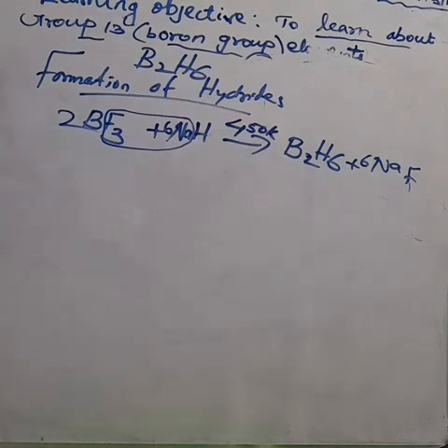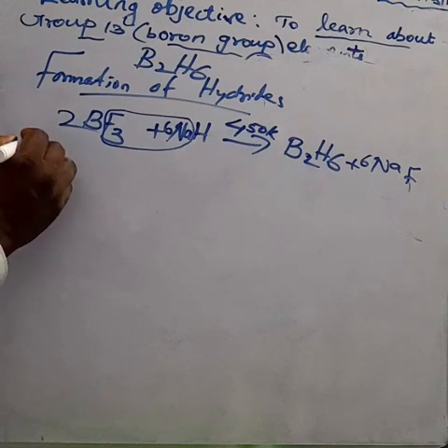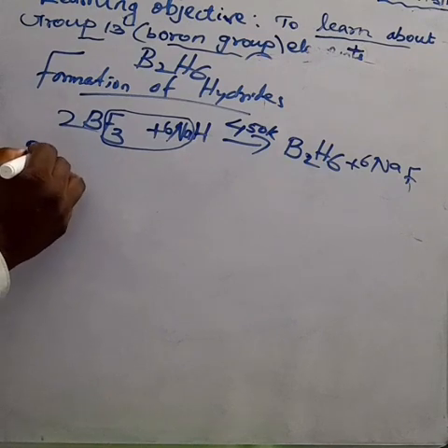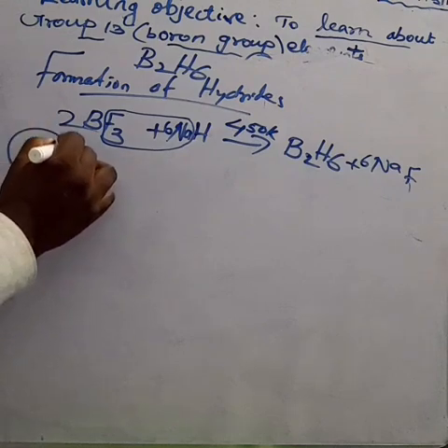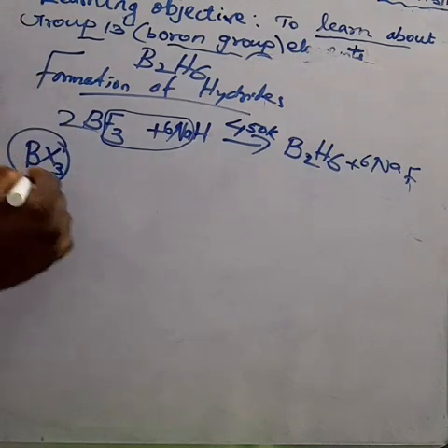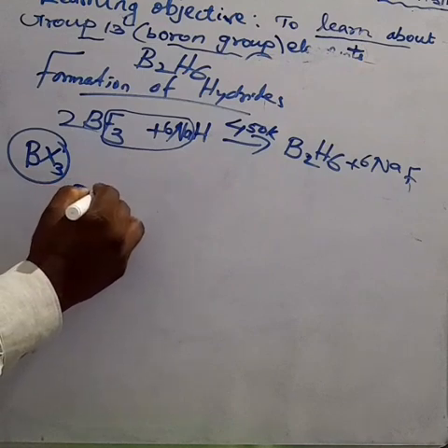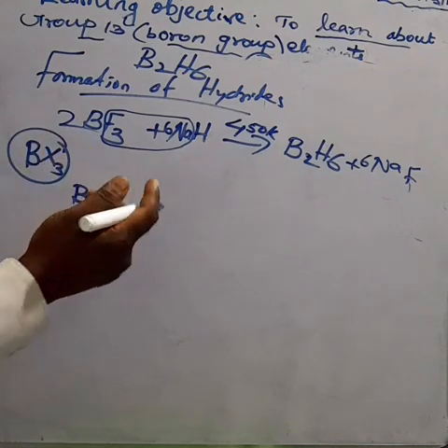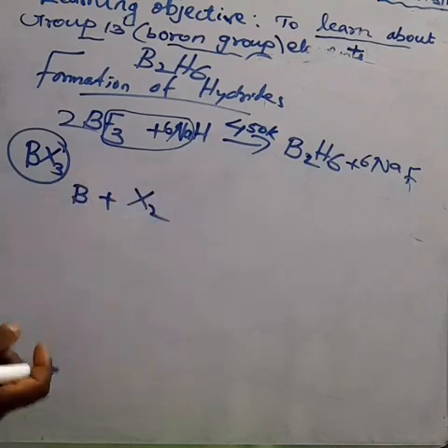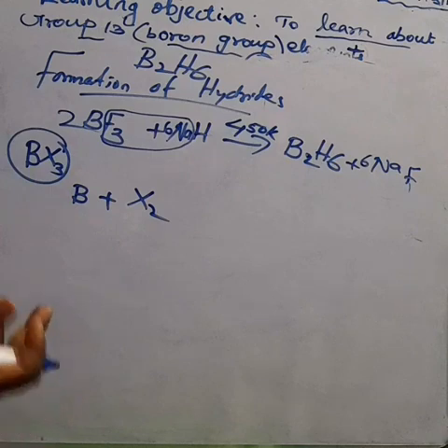Okay, next about the formation of trihalide. Boron reacts with one of the halogens. Commonly we can take the halogen group as X2. X2 refers to a halogen, maybe fluorine, chlorine, bromine or iodine. Okay, yes or no? So I am taking X2.